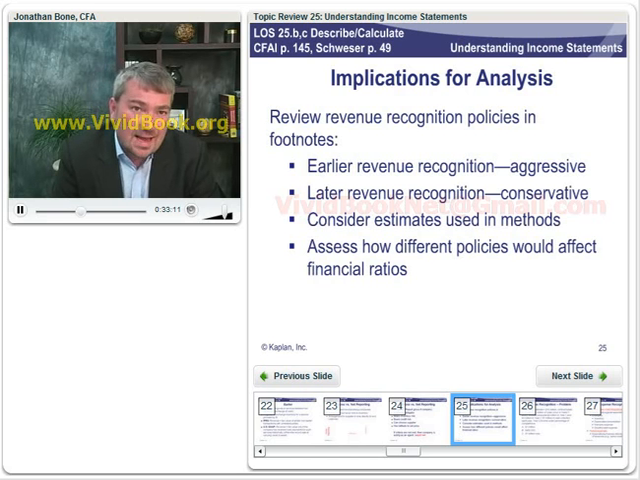Now, of course, the analyst needs to know if they're comparing two companies and one's used percentage of completion and one's used completed contract, they need to be aware that they're not comparing like with like, and as a result, how it reduces the comparability of the ratios that they calculate.